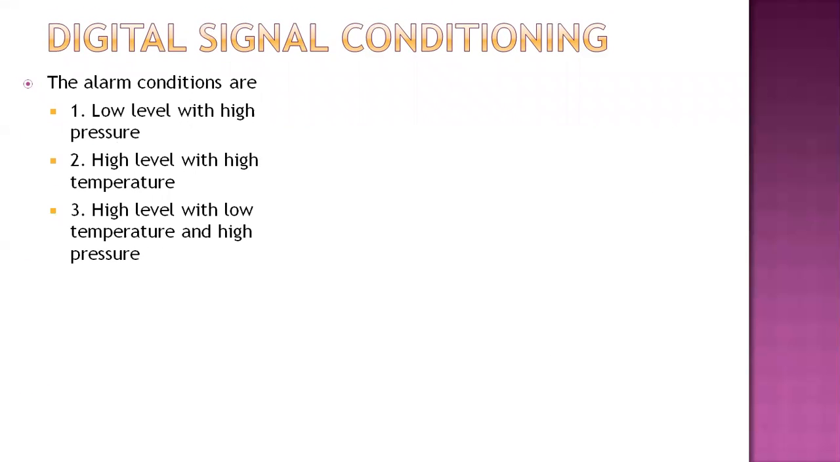So the alarm conditions are given here. The first alarm condition is what? Low level with high pressure. Then high level with high temperature. And the third condition for the alarm is high level with low temperature and high pressure. So we can now define a Boolean expression with AND operators that will give D is equal to 1. So for each of these conditions, we are going to define a Boolean expression with AND operations. So let's see what it will be.